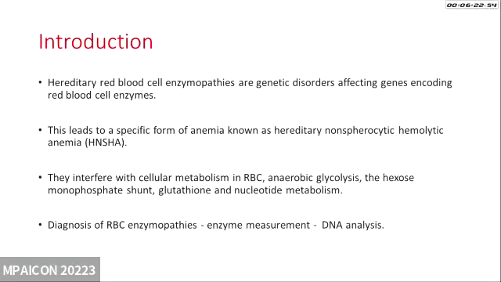There are different enzymes which are involved in RBC metabolism, and the different pathways are glycolysis, HMP shunt pathway, glutathione, and nucleotide metabolism, as mature RBCs are devoid of nucleus. These are the four main pathways responsible for RBC metabolism. Traditionally, the diagnosis of RBC enzymopathies is made by specific enzyme measurement, followed by DNA analysis of the specific genes involved.